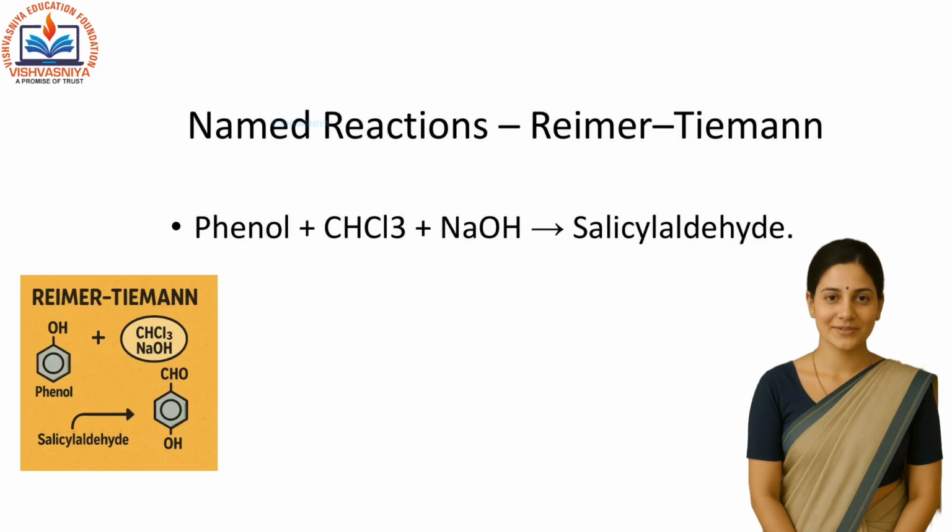Now let's see the Reimer-Tiemann reaction. Phenol reacts with chloroform in the presence of sodium hydroxide. The product is salicylaldehyde, which has an aldehyde group directly attached to the benzene ring. This reaction is important because it introduces a new functional group into the aromatic ring.